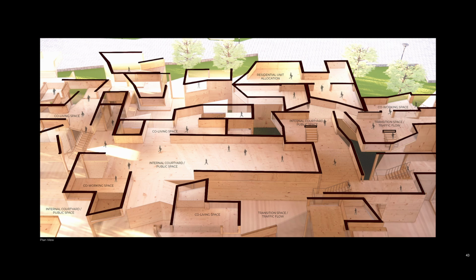The view indicates how public spaces such as internal courtyards, and transition spaces for overall pathways have been allocated. Furthermore, reservations towards residential units have been allocated with areas that are on upper floors, which are secluded from public spaces. Co-living and co-working spaces have been identified within the surrounding of the overall public courtyard space.